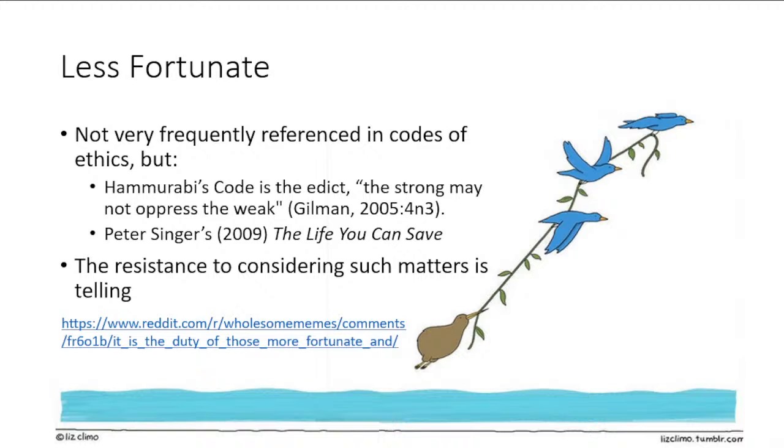Now, as it turns out, I did not include in my original sample a code of ethics from, say, social work, although as I speak right now, that has been added as ethical code number 74 in the study. Nonetheless, I think there is something that could be said about the lack of attention to the less fortunate in professional codes of ethics.